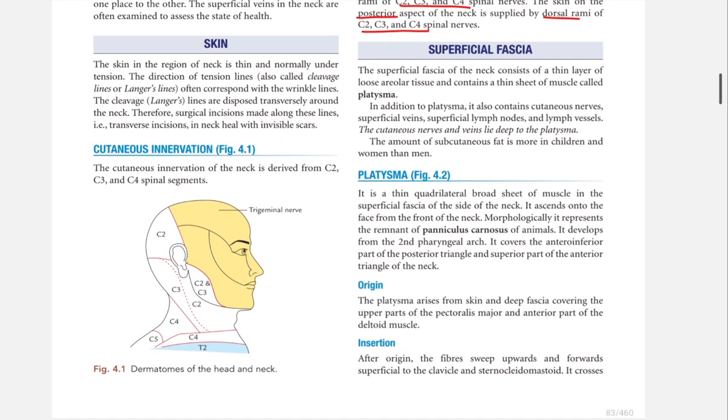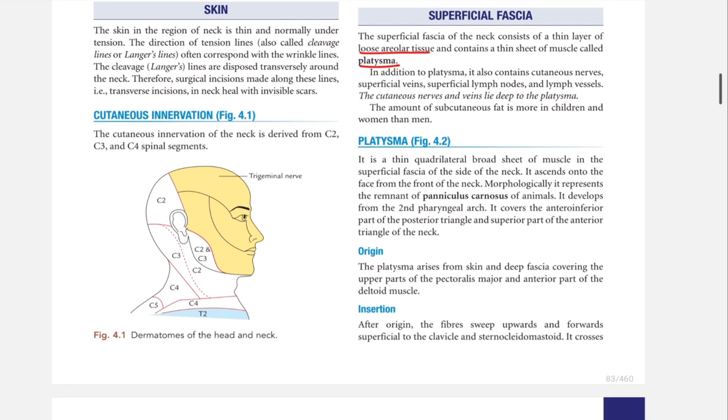Superficial fascia. Superficial fascia of the neck consists of a thin layer of loose areolar tissue and contains a thin sheet of muscle called platysma. In addition to platysma, it also contains cutaneous nerves, superficial lymph nodes, and lymph vessels. Cutaneous nerves and veins lie deep to platysma. The amount of subcutaneous fat is more in children and women than men.